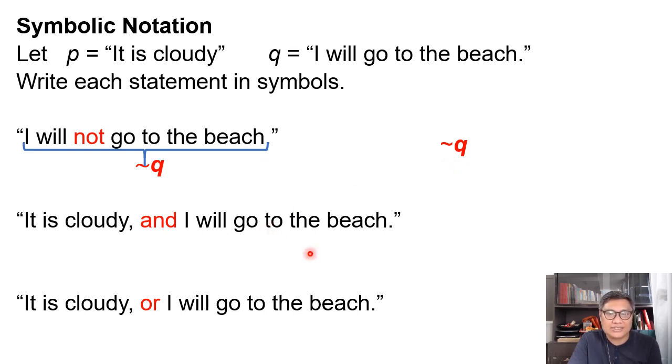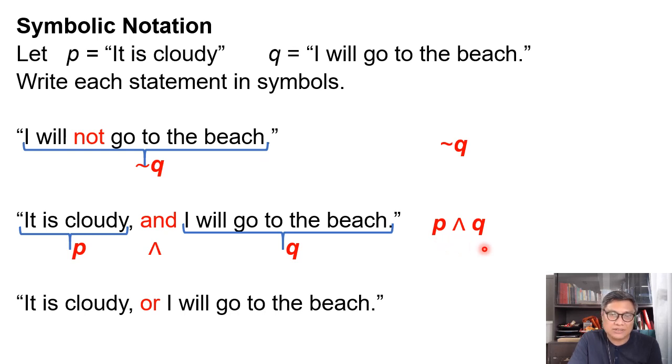Okay, then for the second example, "it is cloudy and I will go to the beach." Here you have to identify which one is P and which one is Q. In this case, "it is cloudy" is your P, and "I will go to the beach" is your Q. The word "and" as the connective is symbolized by your inverted V. So the statement is denoted by P and Q. And for the third example, "it is cloudy or I will go to the beach."